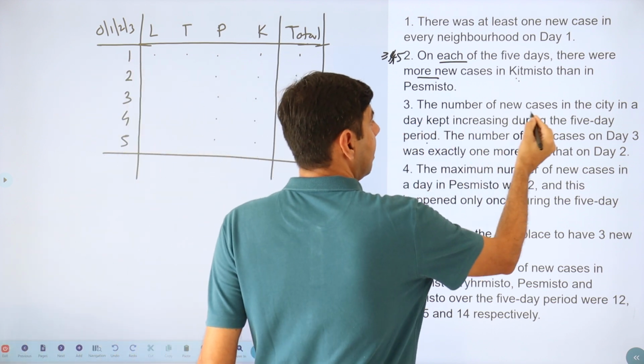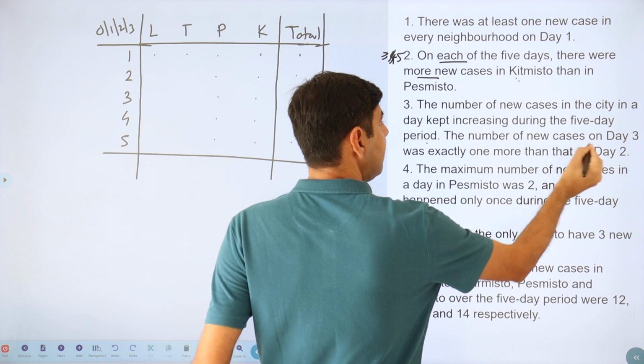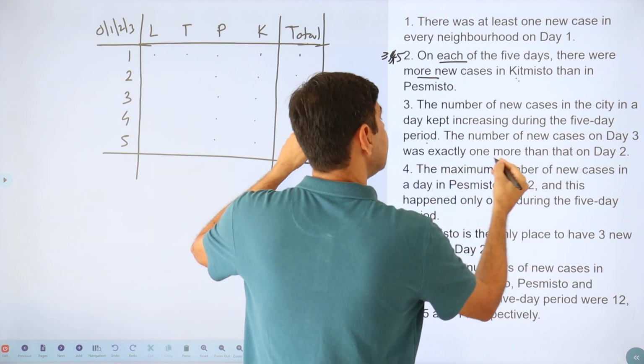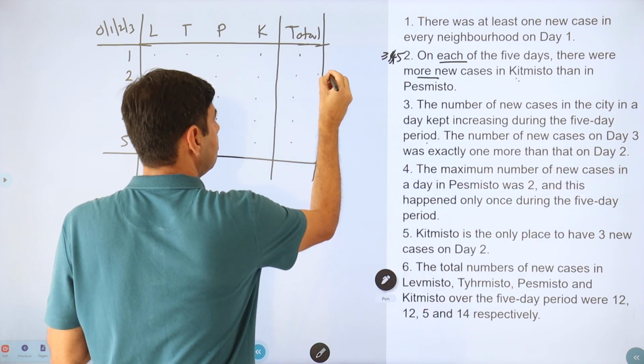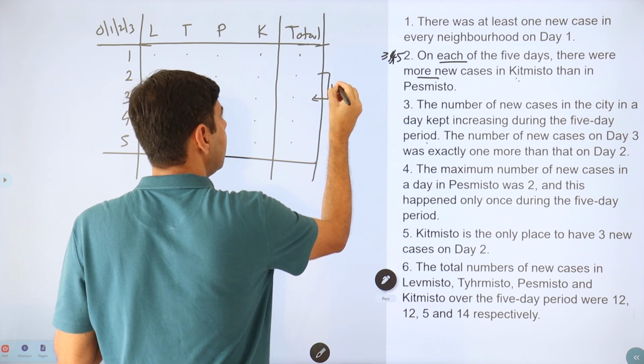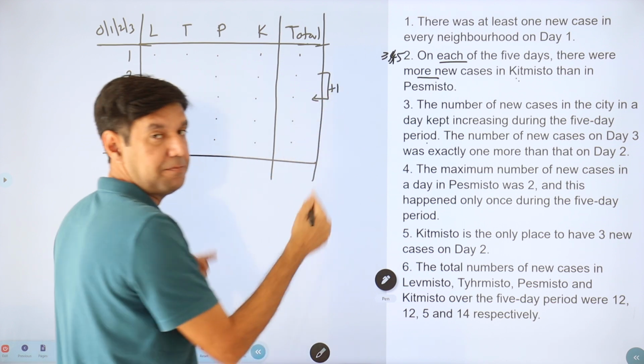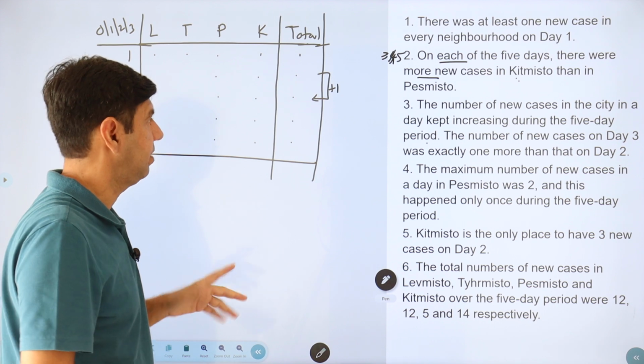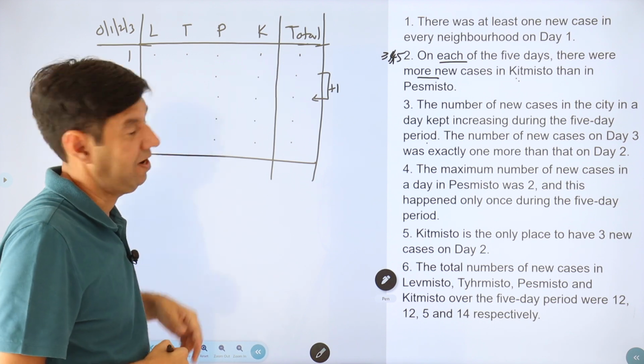Okay, now the number of new cases, yeah, the number of cases on day 3 was exactly 1 more than day 2. This is just exactly 1 more. The others could jump by more than 1 also. They can't be the same, but this is jumping by only 1. Okay.